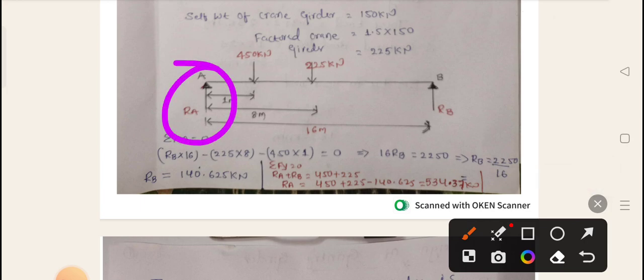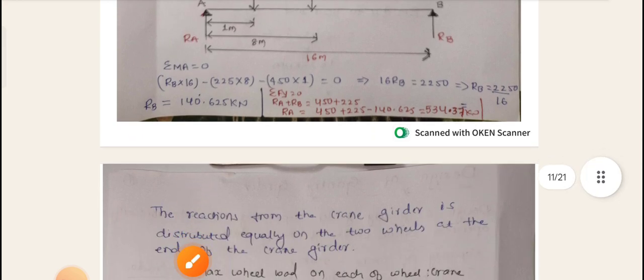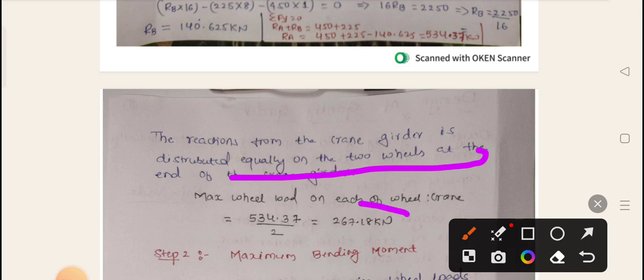So this is the maximum reaction experienced by support A. It means the maximum reaction comes when the load is at a distance of 1 meter. So for this load I am supposed to design. The reaction from the crane girder is distributed equally on the two wheels. Usually there are two wheels, no? So that's why it should be divided by 2. So 534.37 divided by 2 is 267.18. This is the load that is going to transfer on each wheel.